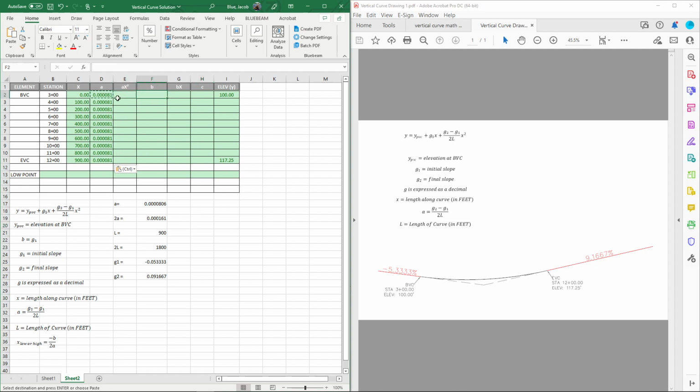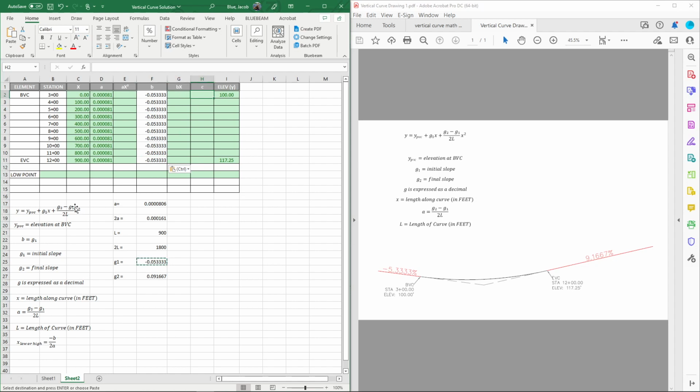I'm going to skip this column for a second, and I'm going to go to the B column. So B is equal to grade 1, our initial slope. And our initial slope does not change. That's always this negative 5.333%. So I can just copy that and paste that in my B column. And that's going to be the same throughout. And column C, I'm going to skip this one for now.